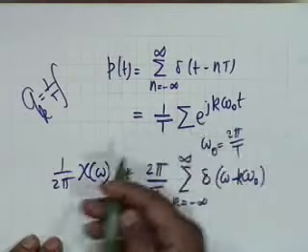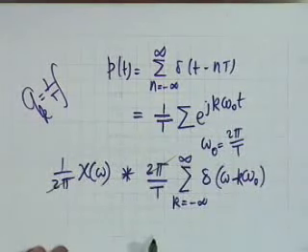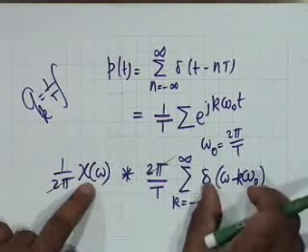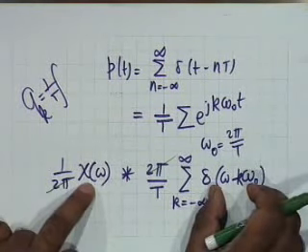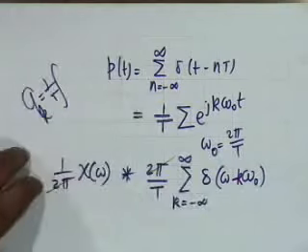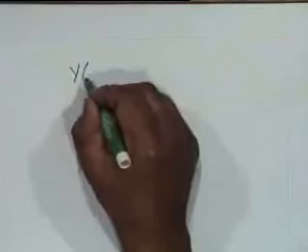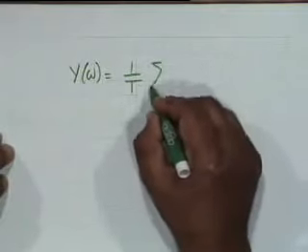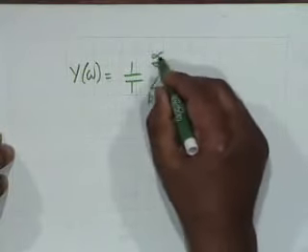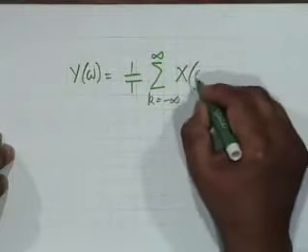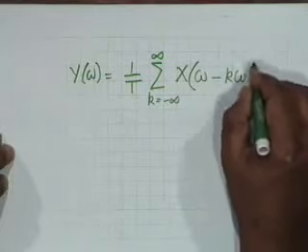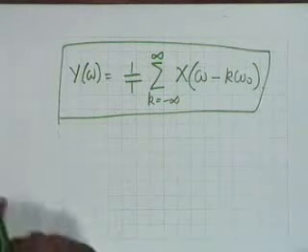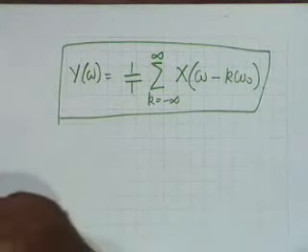And you notice that 2 pi and 2 pi cancel, and X of omega, because it is a linear operation, could be convolved with each delta in the summation, and the result becomes extremely simple. The result becomes Y of omega equal to 1 by T, don't forget this factor, summation k equals minus infinity to plus infinity, capital X of omega minus k omega 0. This is a result which we had derived earlier, and therefore I had only gone through an outline of the derivation.